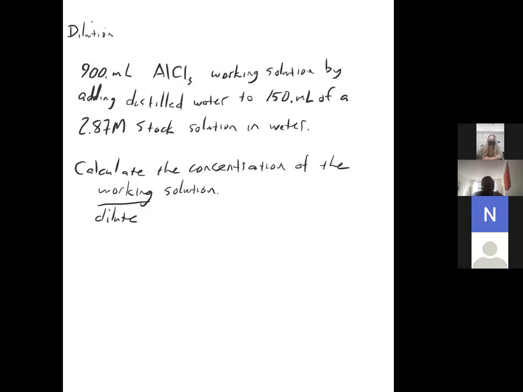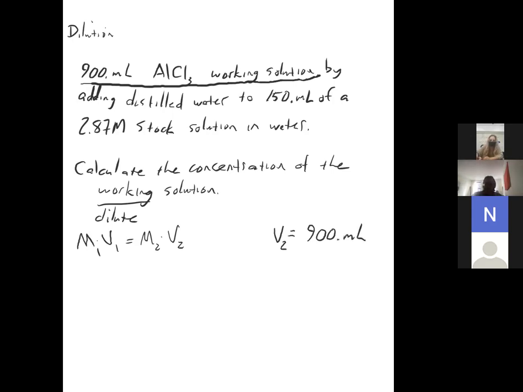Now remember, I'm going to use M for molarity. So I'm going to do M1 times V1 equals M2 times V2. We'll use that one. Okay, so what it says is a chemist makes 900 milliliters of the working solution. So there's your first piece of information. The working solution is the dilute solution. So I'm just going to label it over here. The first piece of information they give you is that V2 is 900 ml. The working solution is V2.